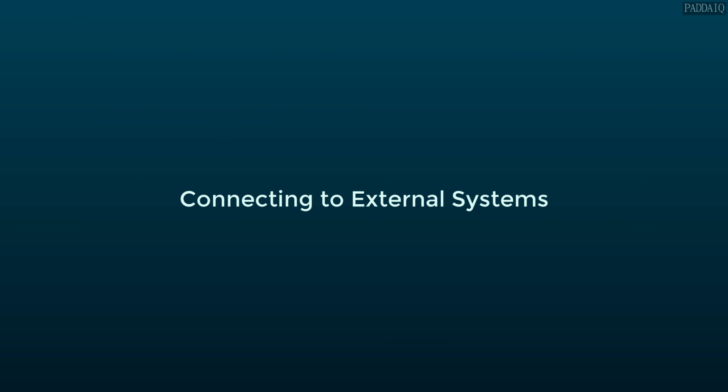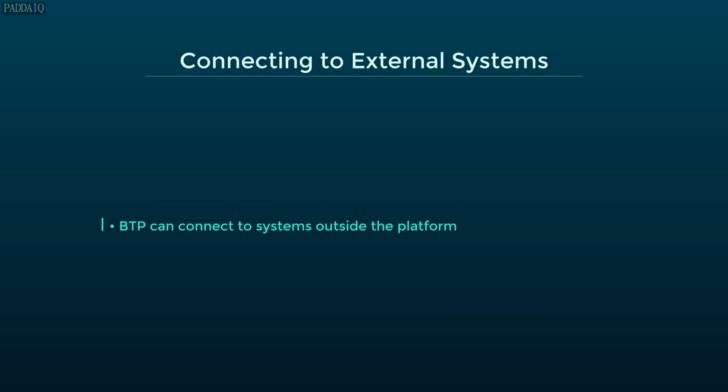Connecting to external systems. BTP can connect to systems outside the platform. This means applications on BTP can securely communicate with external services and data sources. For example, a BTP app could retrieve real-time weather data from a public API to inform logistics planning. This connectivity is essential for building integrated solutions that leverage both cloud and on-premise systems.